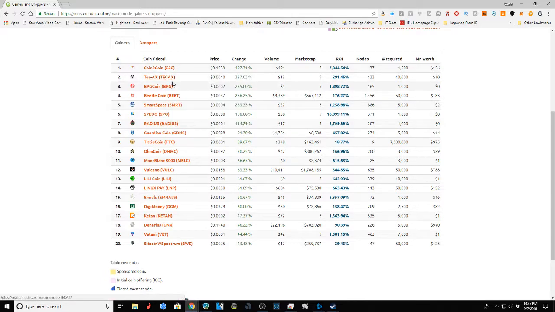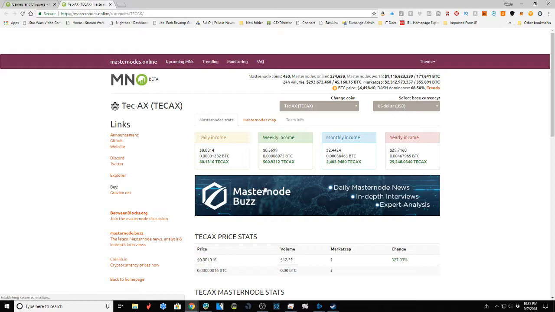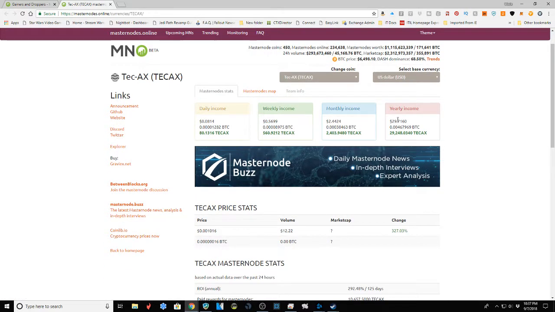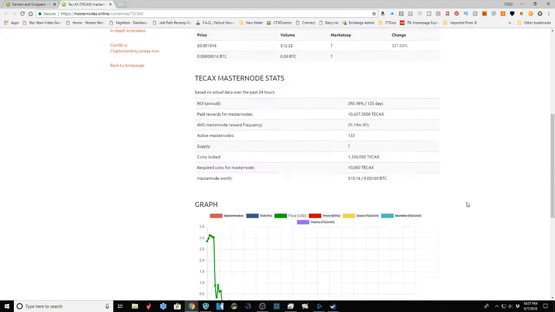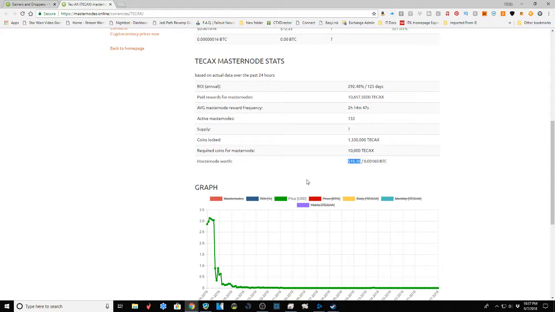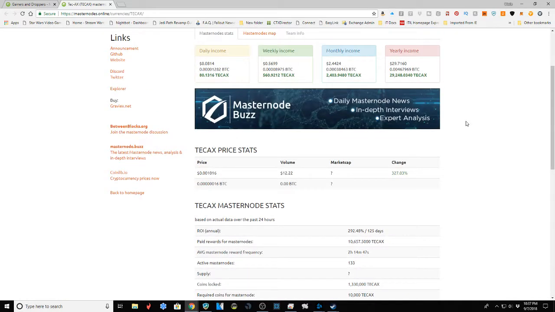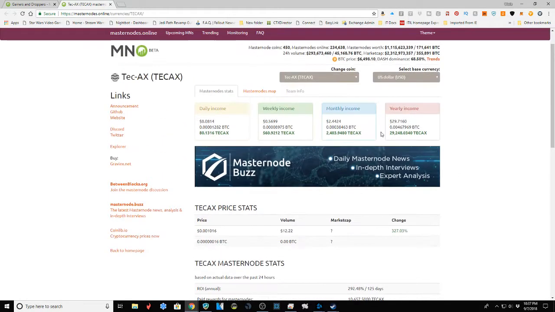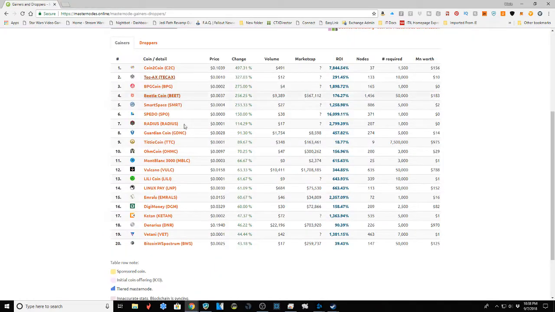So like TechAxe. TechAxe sounded like an interesting coin. The yearly income was a little bit too low for me to consider setting one up myself. It costs $10.16 to set one up, and it's going to take you 125 days to get your money back. But considering I'm going to take $5 a month out of this $2.44 monthly income, I'm losing $2.50 a month by having this Masternode if I have it by itself. I probably don't want to do that.